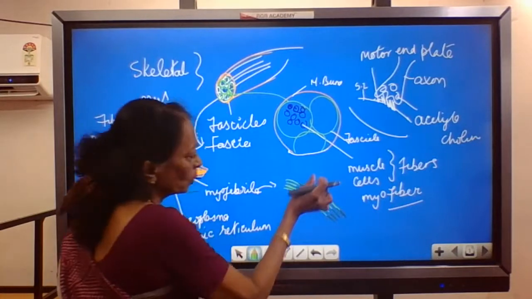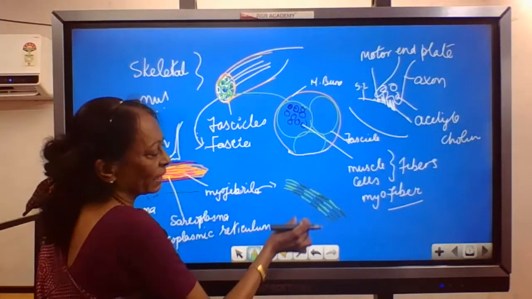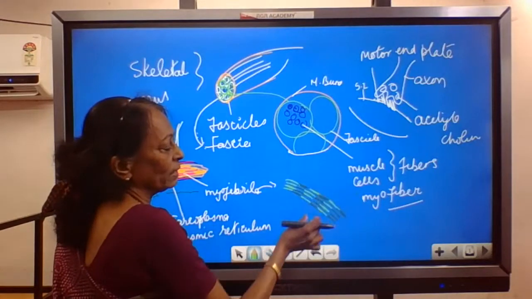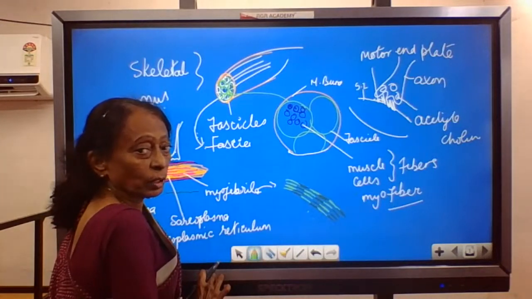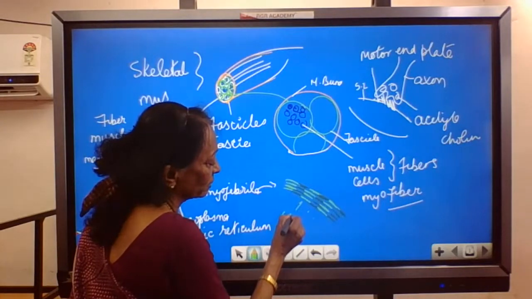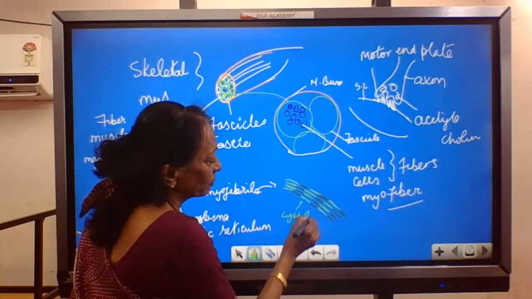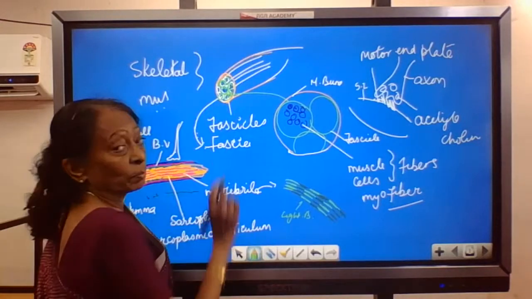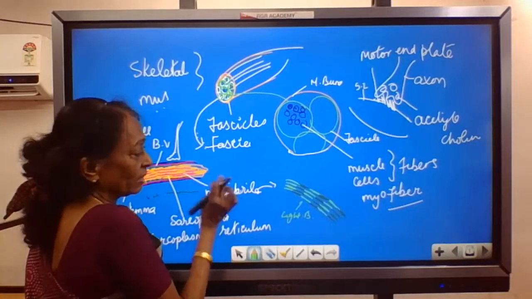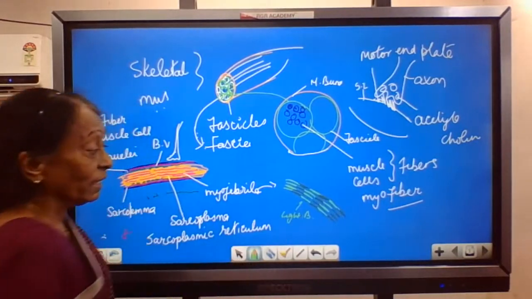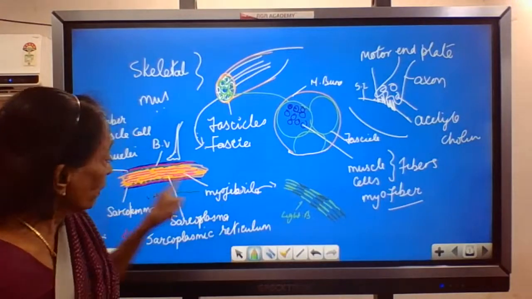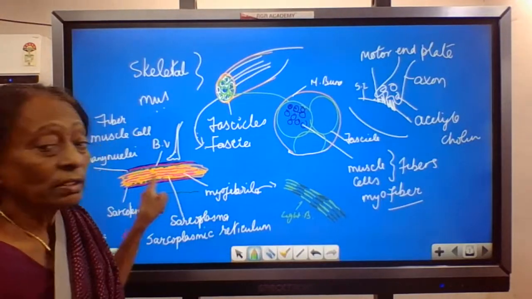So the whole thing will have this area light and this area the dark one. This is called light band and dark band. Now this full area is a light band. That is what you mean by striated muscles. Now this whole muscle, a single fiber like this, a single myofibril will show like that, a number of myofibrils inside the cell.